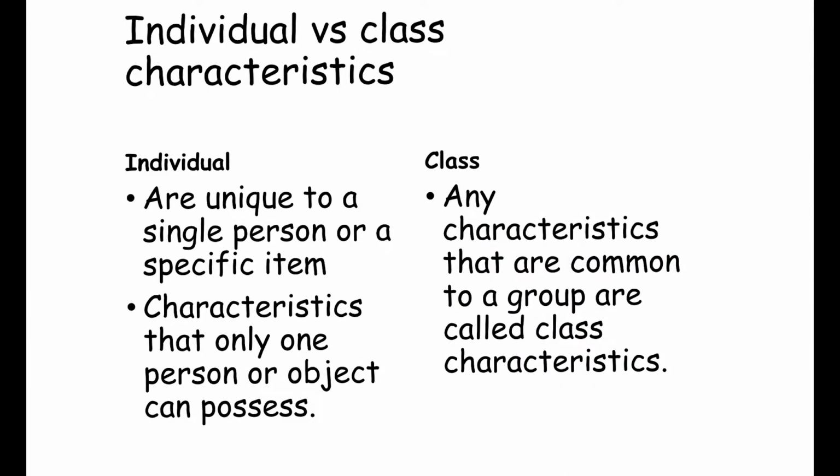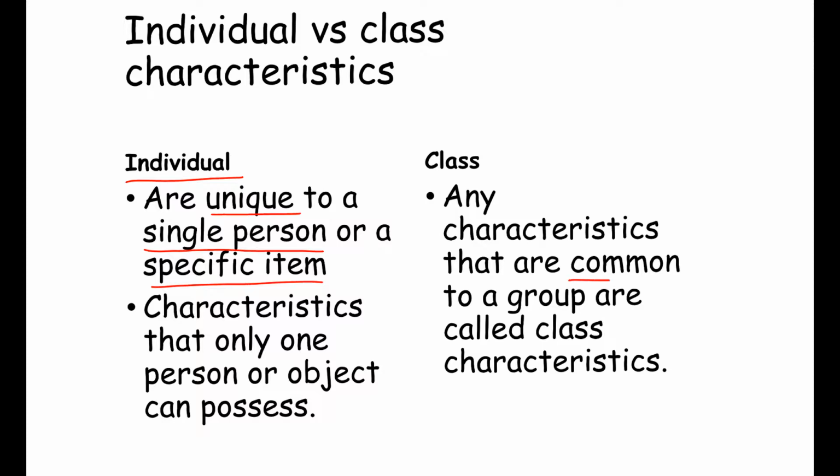Okay, just a quick reminder before we start talking about the measurements, that we have 2 kinds of characteristics that will eventually lead to 2 different types of evidence. So things can have individual characteristics just as well as they can have class characteristics. So remember that your individual characteristics are going to be unique or special to a single person or a specific item. It's going to be something that just that person has, or only that object has. Nothing else has it. Okay?